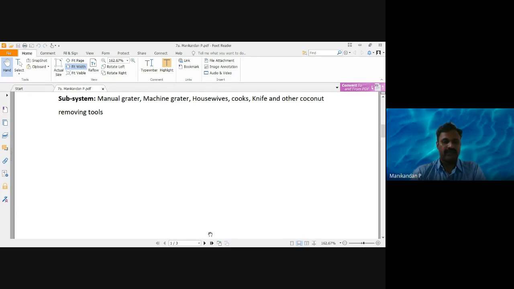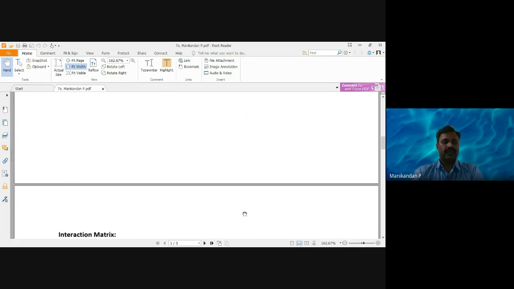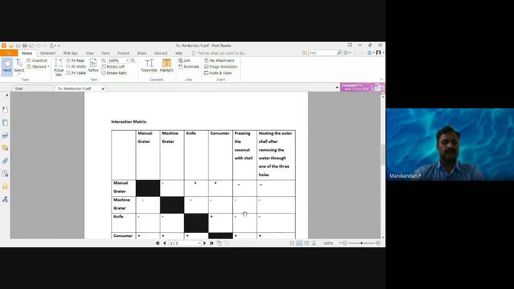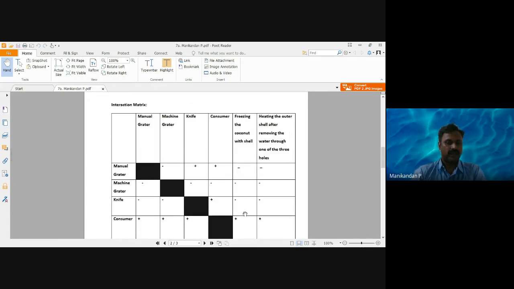Manual grater, machine grater, the housewives, cooks, knife, and other coconut removing machines all interact with each other. When I tried this matrix, I had blackened out the center ones, and there were a lot of minuses and a lot of pluses also. So I couldn't go into detailed factors of the interaction matrix. I had put some major things here.